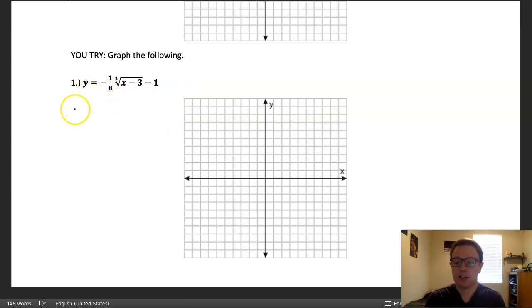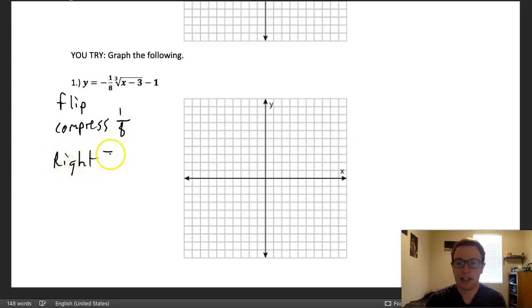What are the values, or what are our transformations? Well, for starters, we're going to flip because we have the negative. We're going to compress by 1/8. We're going to move right 3, and we're going to move down 1.